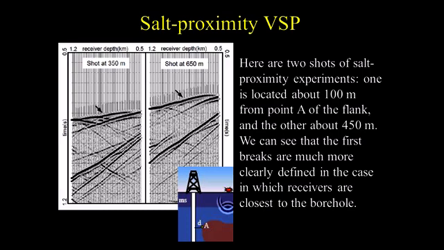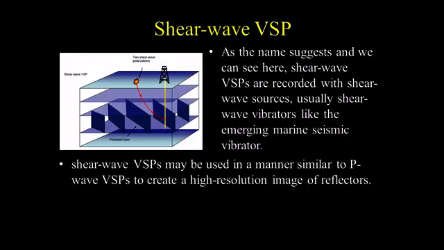One is located about 100 meters from point A of the flank, and the other about 450 meters. We can see that the first breaks are much more clearly defined in the case in which receivers are closest to the borehole. Let's now discuss our seventh borehole acquisition geometry, that is, Shear Wave VSP.